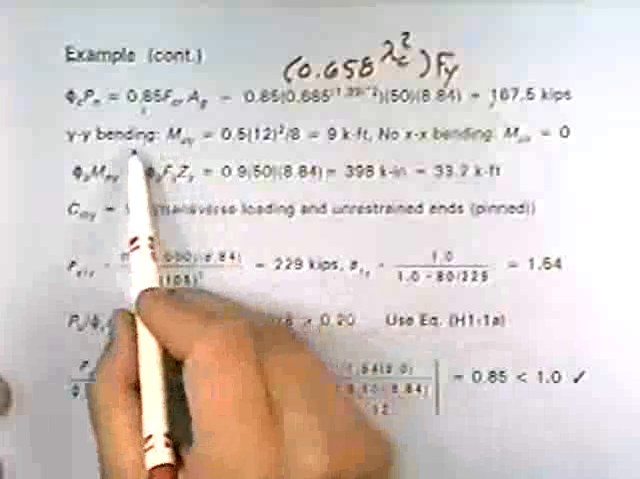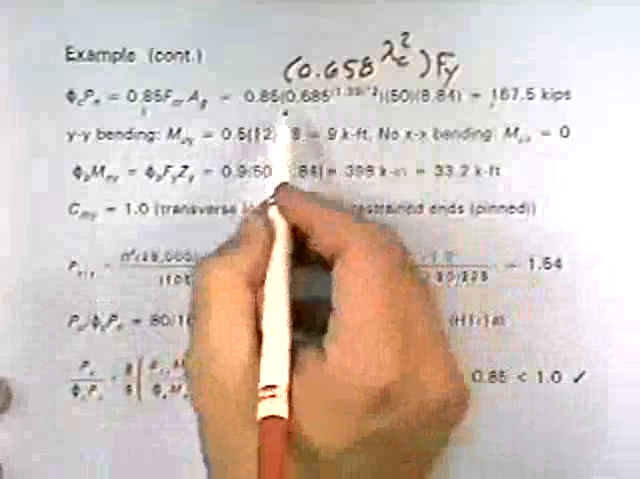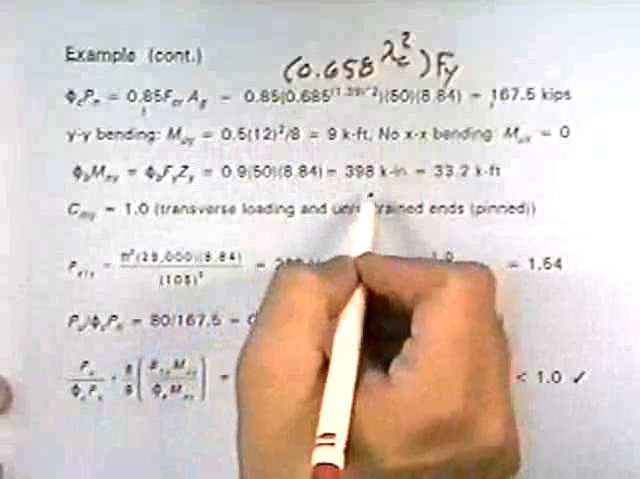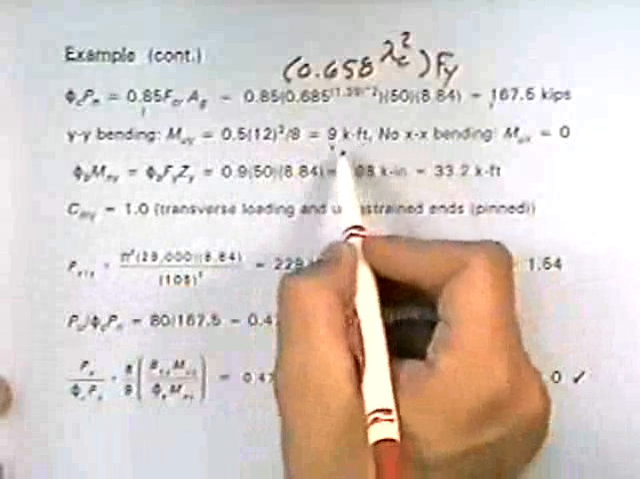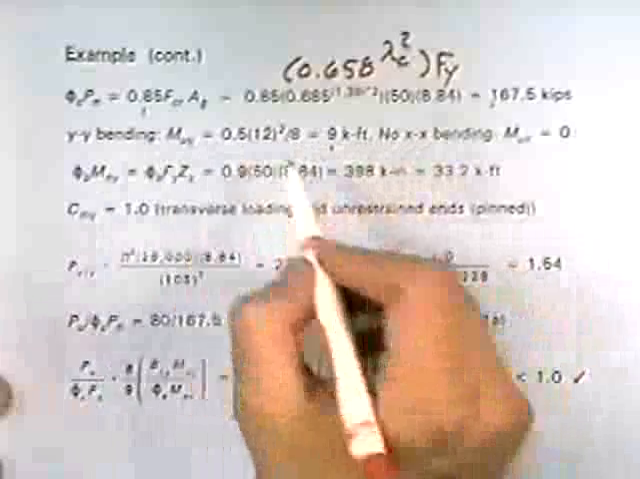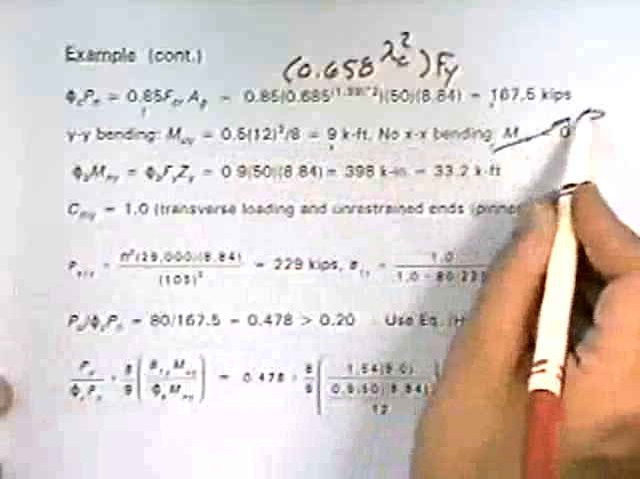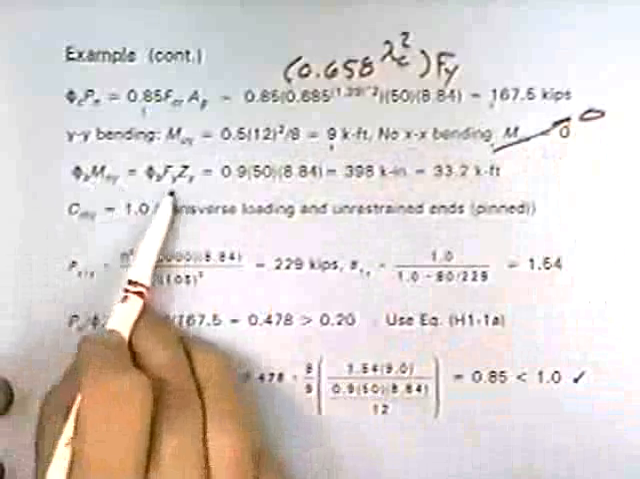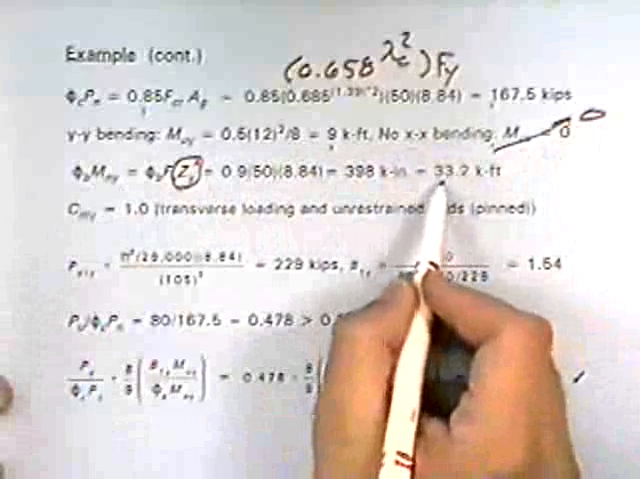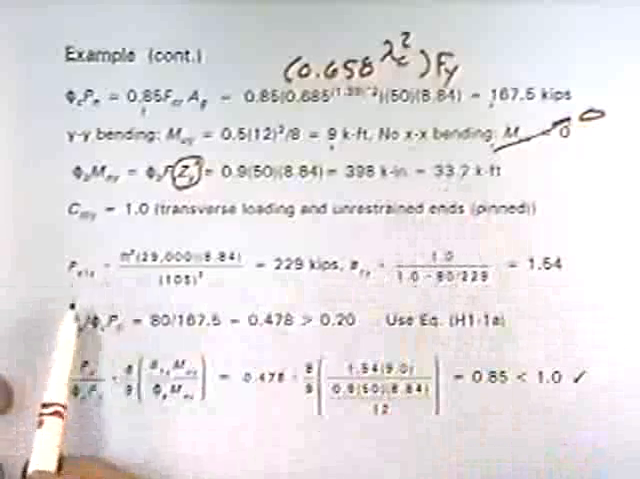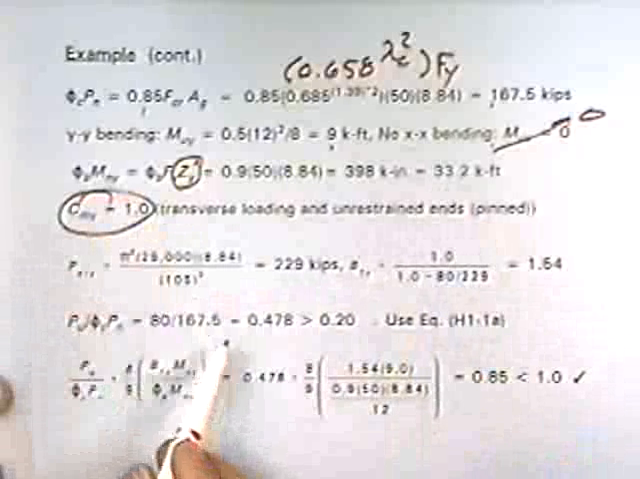The YY bending due to the loading, again, is WL squared over 8, and it was 0.5 kips per foot. It's only 9 kip-feet, but we don't have much strength in the weak axis. There's no bending in the strong axis, so that goes to 0. The bending strength of the weak axis is based on Z_y. It comes out to be, again, watch the units, 33.2 kip-feet. Again, use C sub m equal to 1. That's what it is anyway, but it's conservative.